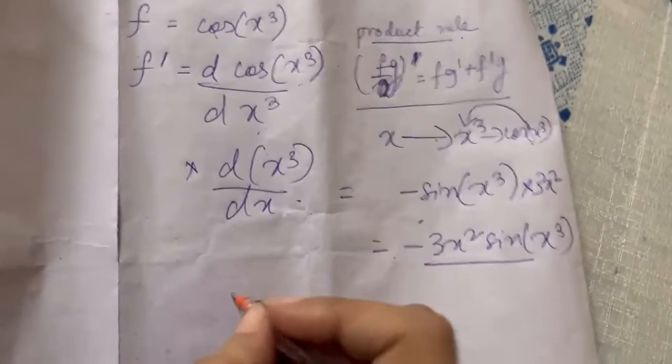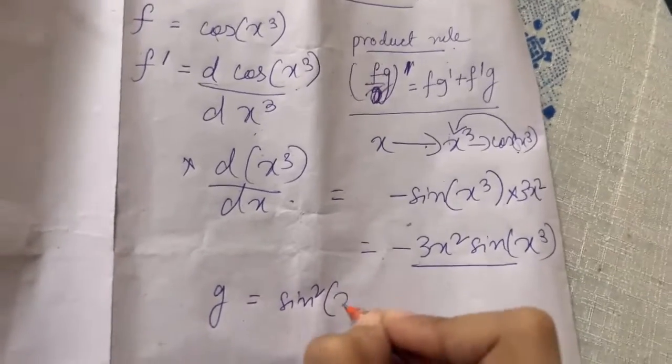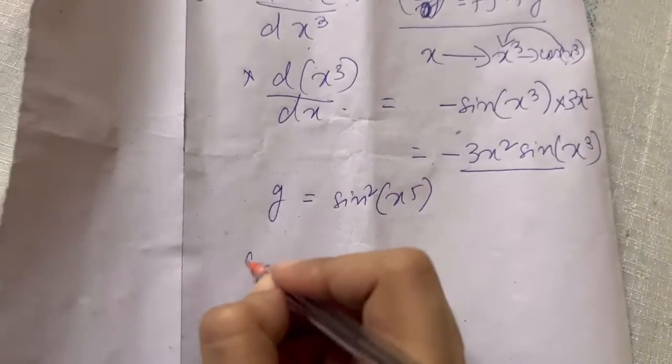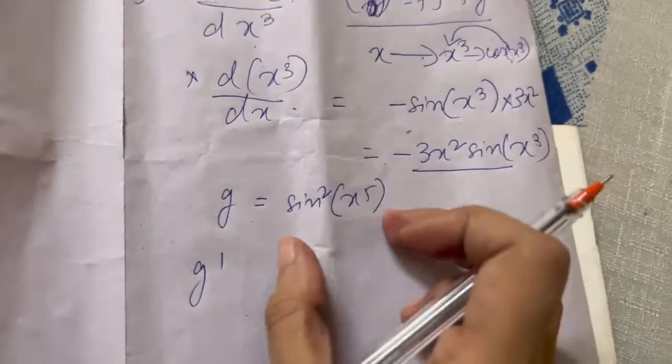Now let's find out g dash. So g is equal to sine square x 5. Therefore for g dash we need to break it down again.